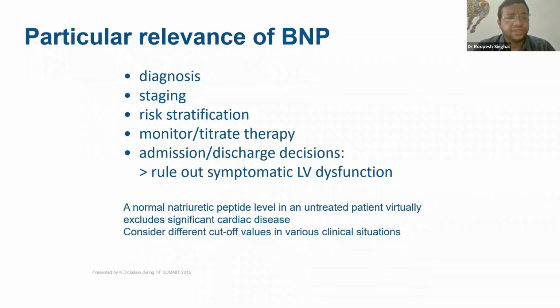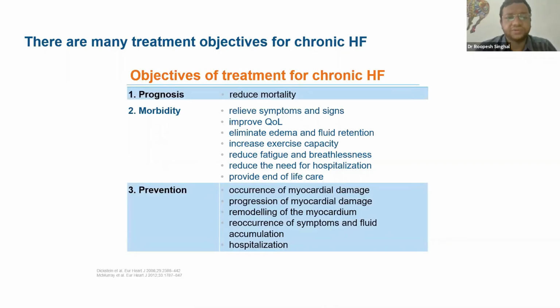BNP is now a well-established biomarker for heart failure. It can be used for diagnosis, staging, risk stratification, risk assessment for rehospitalization, and to differentiate from other causes of dyspnea. It is a very useful investigation, and with time most of us are already incorporating the use of BNP in our practice. The objectives of treatment include reducing mortality, improving quality of life, eliminating edema and fluid retention, reducing fatigue, and reducing the need for rehospitalization.